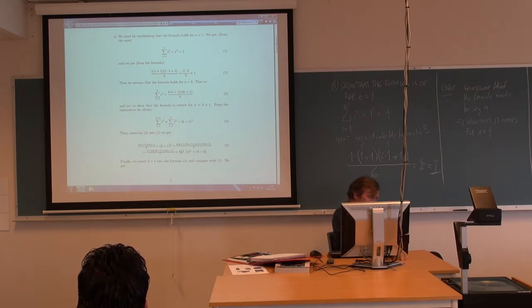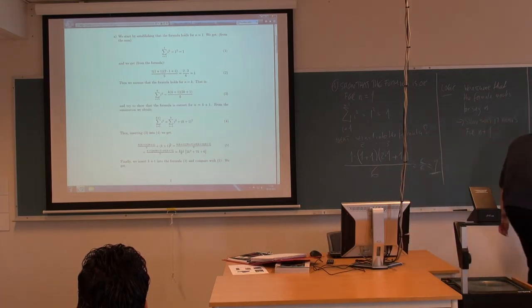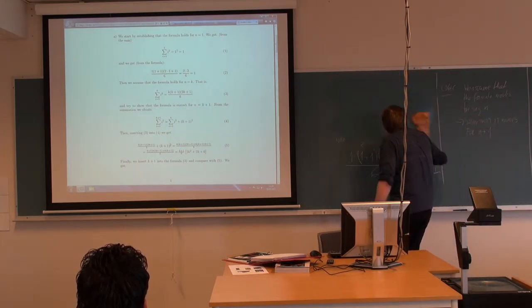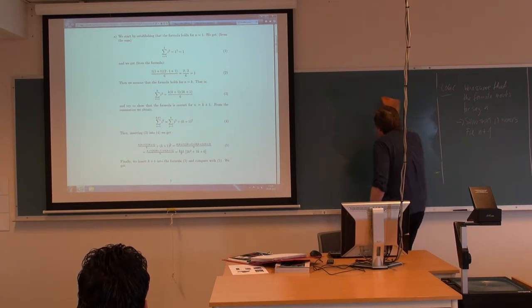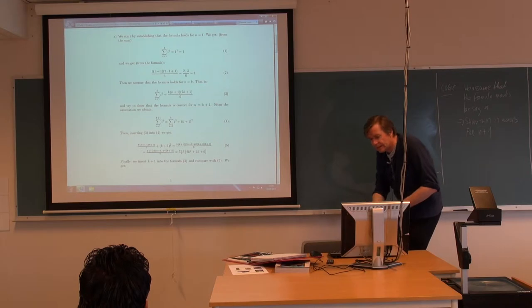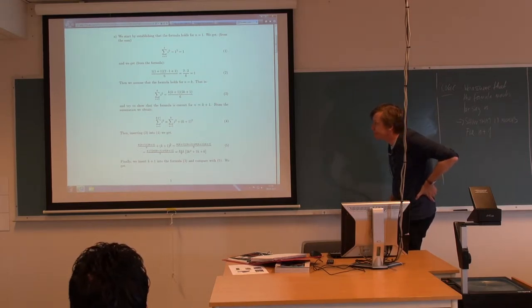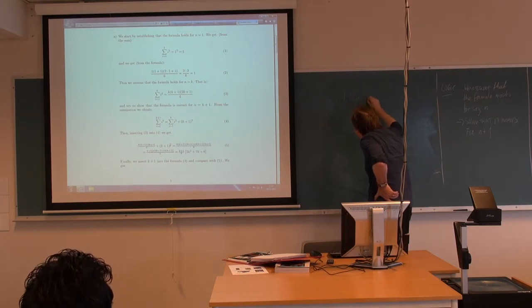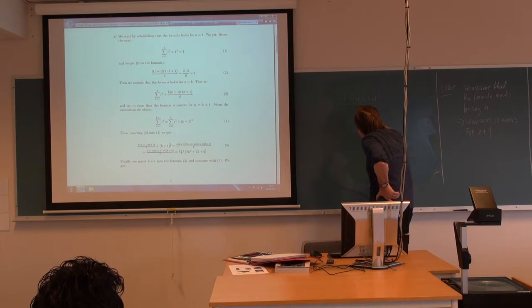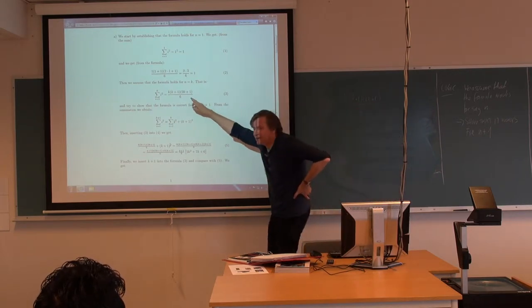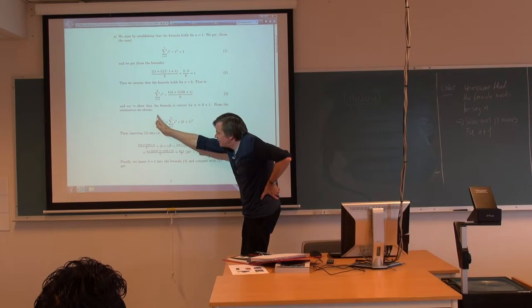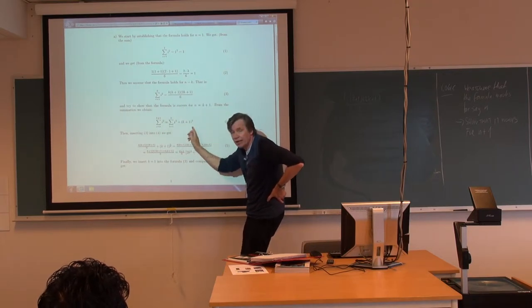So maybe I should do it on the board. Maybe that's easier. Okay. Let me start at the beginning of equation 5 here. I used this one from my assumption that the formula worked for n equal to k. Okay? And then I split this sum into this part, which I know the value for, and then I have to add this part.